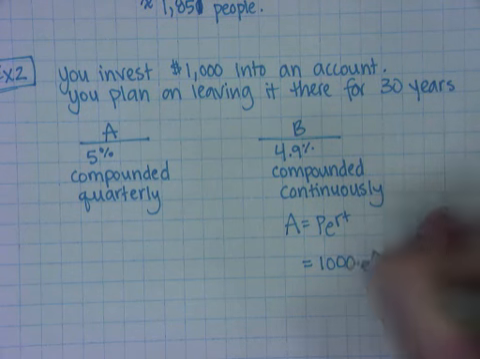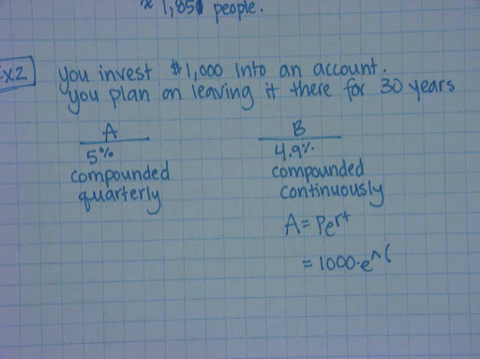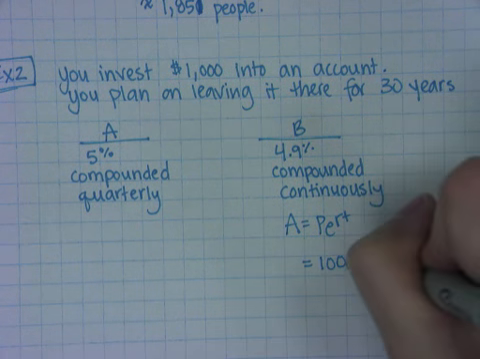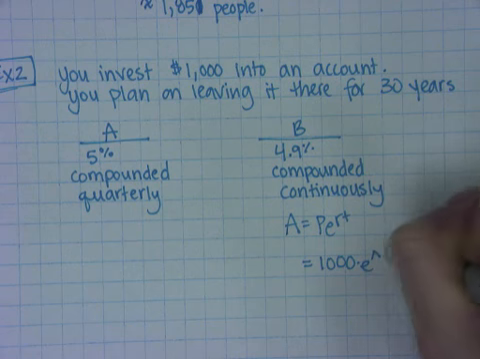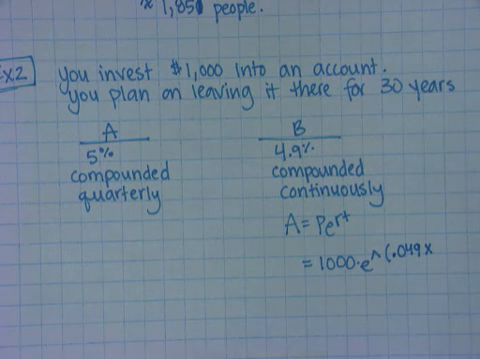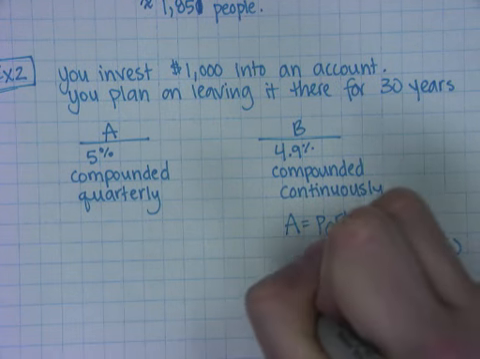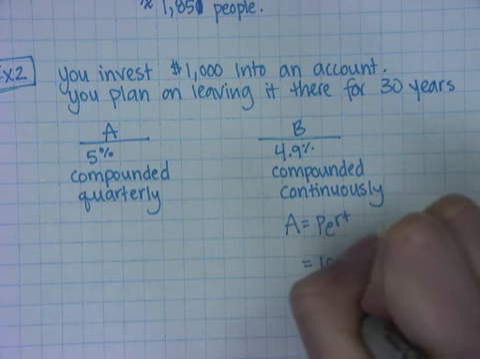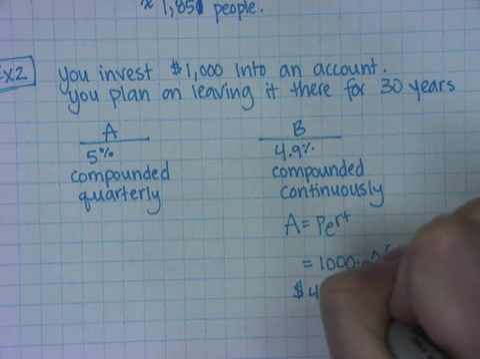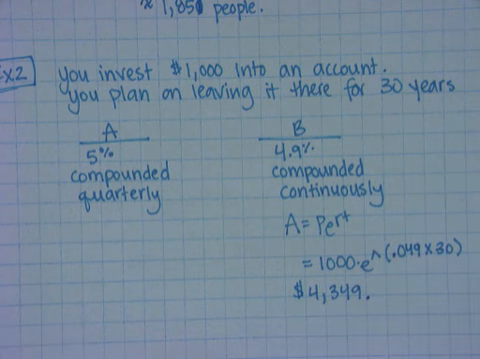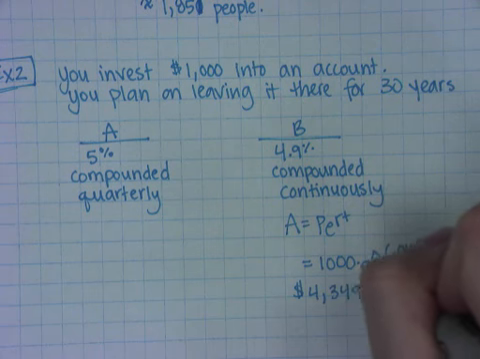All right, good. What's the r going to be? Good, 0.049. And then what's the time period? 30 years. Good. So go ahead and type that into your calculator once you get it written down. And I'm getting $4,349. Is it 23 cents or 24 cents? 24 cents, good, it's going to round up.